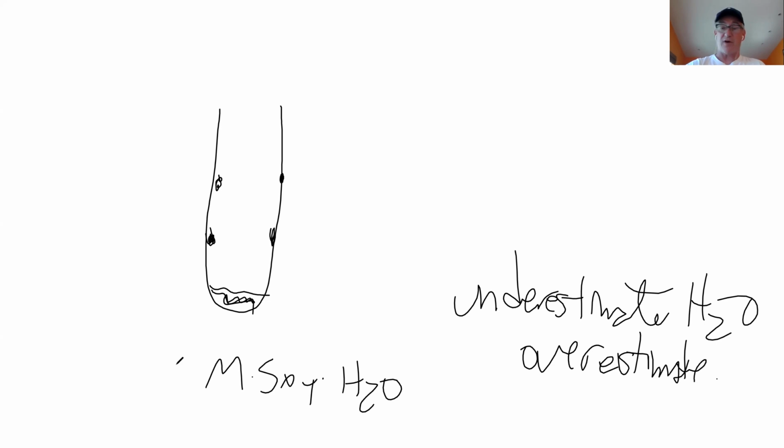Now remember, I'm trying to figure out how much water is present in this solid at the bottom. So what's going to happen? Am I going to overestimate the amount of water? Am I going to underestimate the amount of water? You're going to overestimate? Why is that?